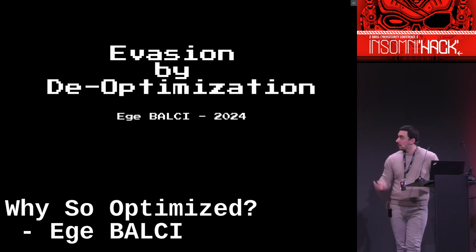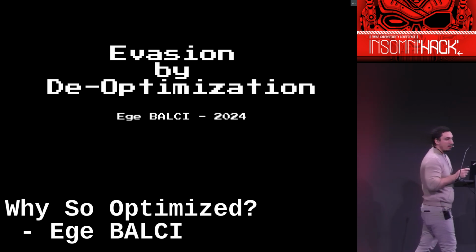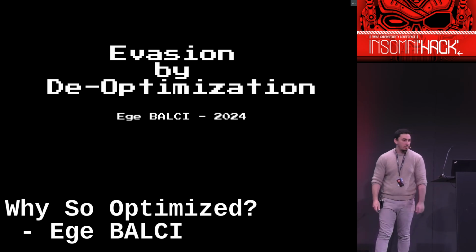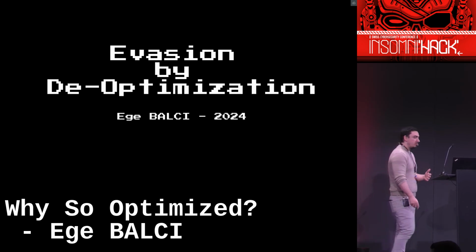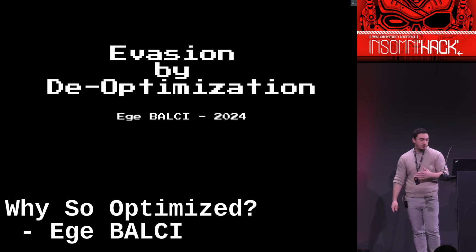So this is evasion by de-optimization. First of all, sorry for the last minute title change. Don't get confused. It's the same talk. I'm going to be explaining how we can use binary code de-optimization for bypassing security products.